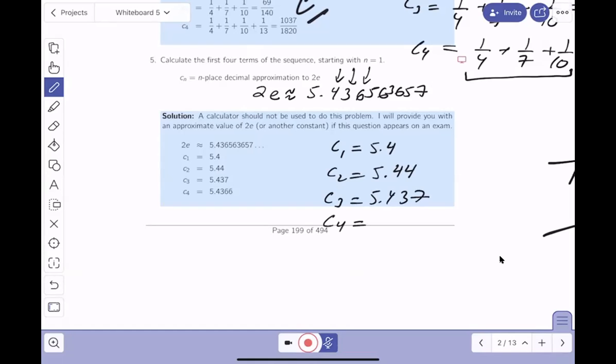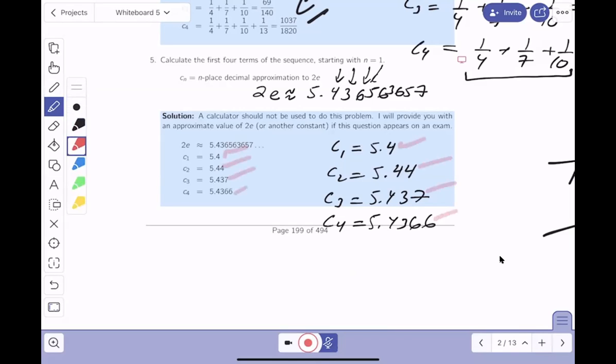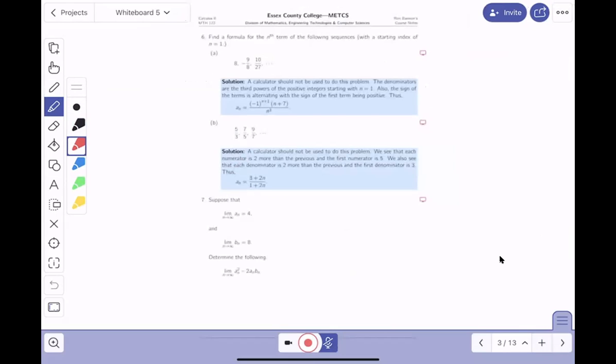What's C4? Well, I'm going out over here. Wow, a lot of rounding here, isn't there? 5.4366. Let me get my red pen out, see how we did. Got the C1, got C2, got this one, got this one. Feeling pretty good about it. All right, let me go to the next one.